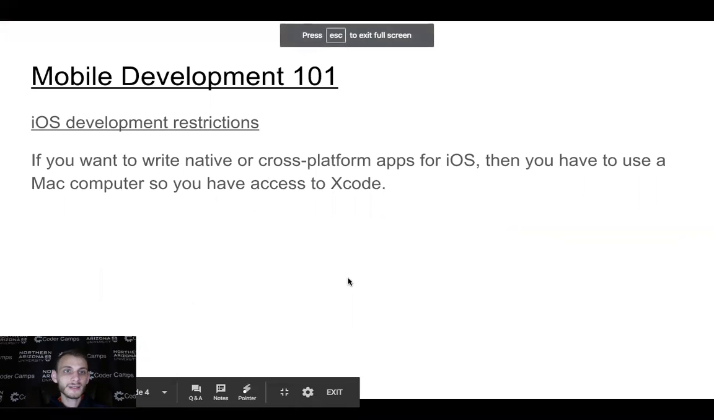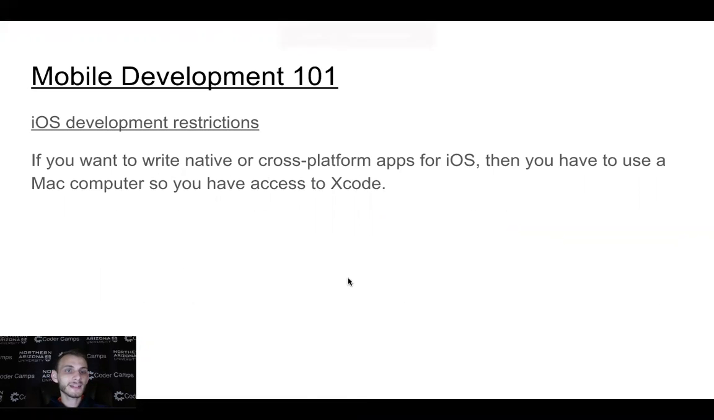Okay, so now we know what we're working with. Let's take a second to recognize a specific iOS restriction. If you want to build a native iOS or cross-platform app for an iOS device, then you have to have a Mac computer so you have access to Xcode. This is one of those exclusivity factors that Apple incorporates. That being said, we're going to be building an Android app today because with Android we can have a Windows, Linux, or Mac, and it won't matter, right? It'll work for all of those.